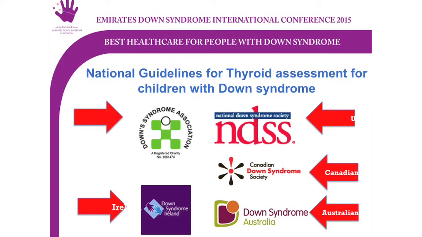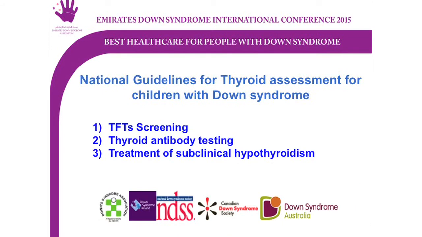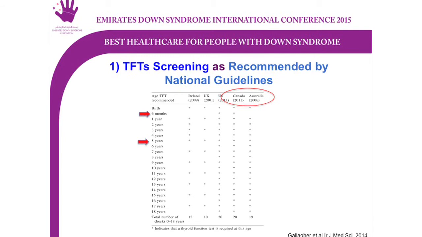So let's quickly go through the national guidelines for thyroid assessment for children with Down syndrome. I'm going to discuss, as I said, the UK, Ireland, US, Canadian, and the Australian guidelines. I'm going to focus on when they are going to do the thyroid function test, if they will order the antibody testing, and what treatment they will offer for subclinical hypothyroidism. So here is, based on the countries like Ireland, UK, US, Canada, and Australia, the time when they're going to do it. So this is birth, 6 months, and then on a yearly basis.